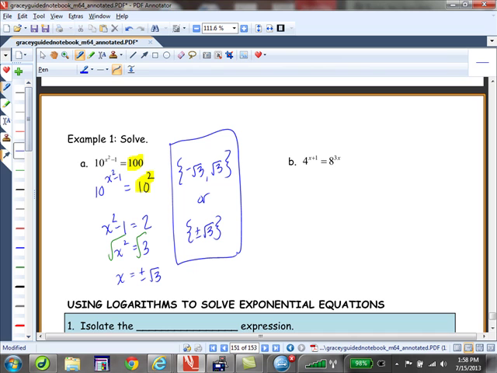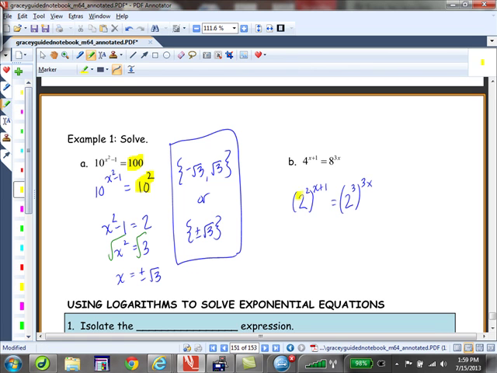Let's see how you did. So I'm looking at 4 and 8, and I'm seeing that both 4 and 8 are powers of 2. So 4 is the same as 2 squared. That's all raised to the x plus 1. 8 is the same as 2 cubed. And that's raised to the 3x.